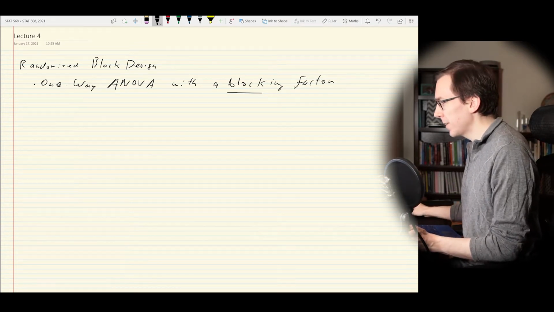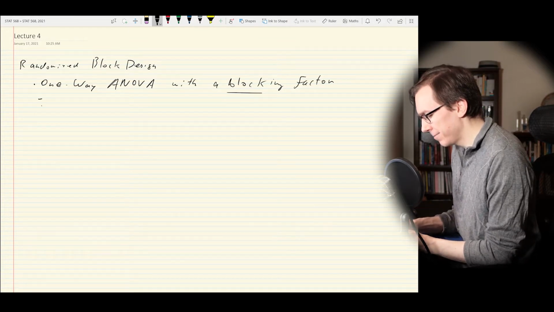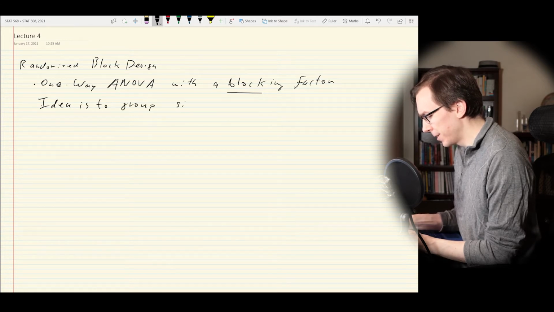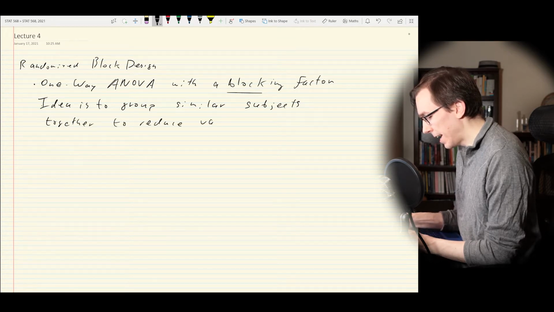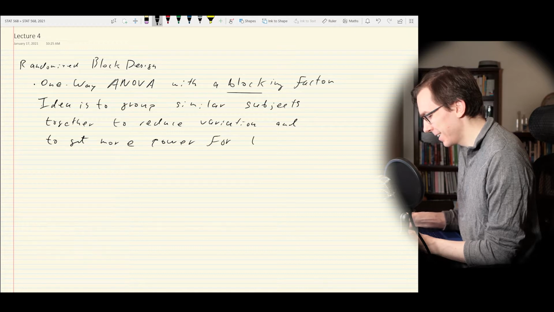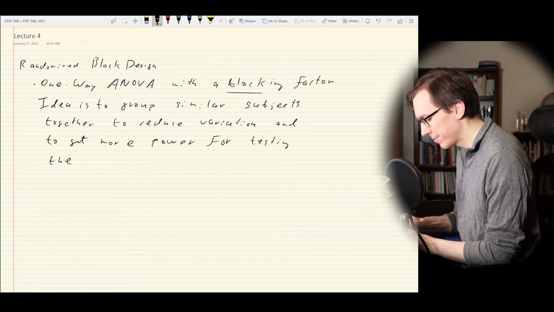All right, but the rough idea is to group similar subjects together to reduce variation and to get more statistical power for testing whatever experimental factor we want to test. The experimental factor.